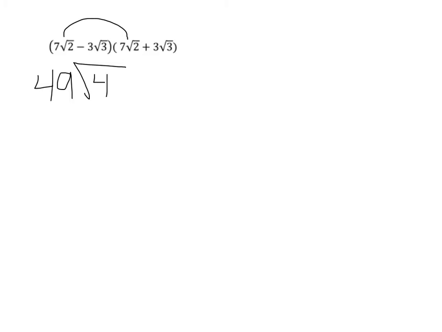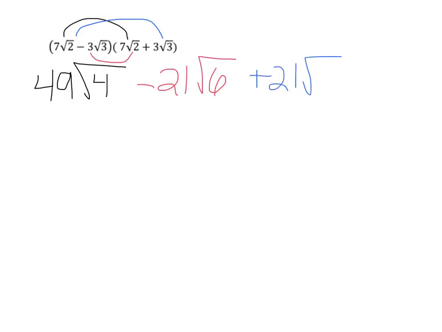And then I continue on. I would take negative 3 square roots of 3 times 7 square roots of 2. This would leave me with a negative. 3 times 7 is 21. And under the square root, I would have 3 times 2, which is 6. Again, I would take 7 square roots of 2 times 3 square roots of 3, leaving me with 7 times 3, which is a positive 21. And under the radical, I would have 3 times 2, which is just 6.